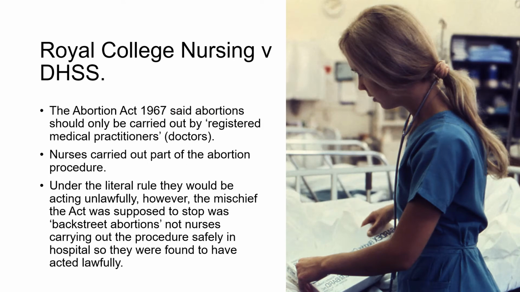In Royal College of Nursing v DHSS, again, the mischief rule was used. Now, the Abortion Act of 1967 said abortion should only be carried out by registered medical practitioners, who, in this case, were doctors. Now, nurses carried out part of the abortion procedure under the instruction of doctors. Now, under the literal rule, they would have been acting unlawfully. However, the mischief the Act was supposed to stop was dangerous backstreet abortions, not nurses carrying out the procedure safely in the hospital. So they were found to have acted lawfully and therefore hadn't broken the law.